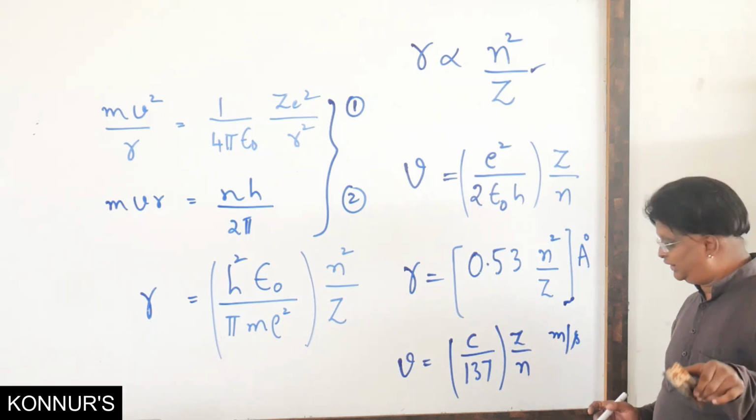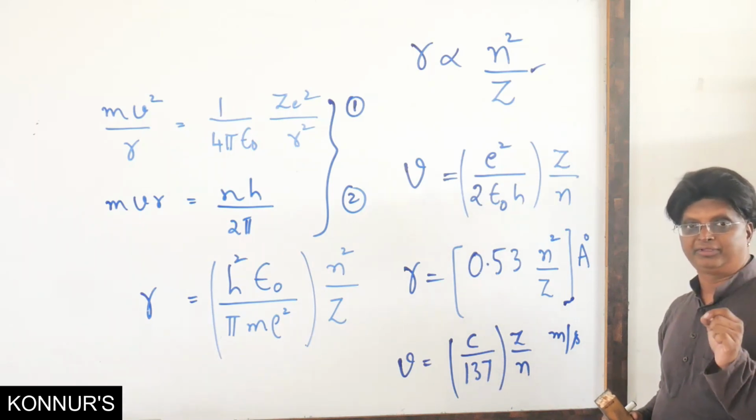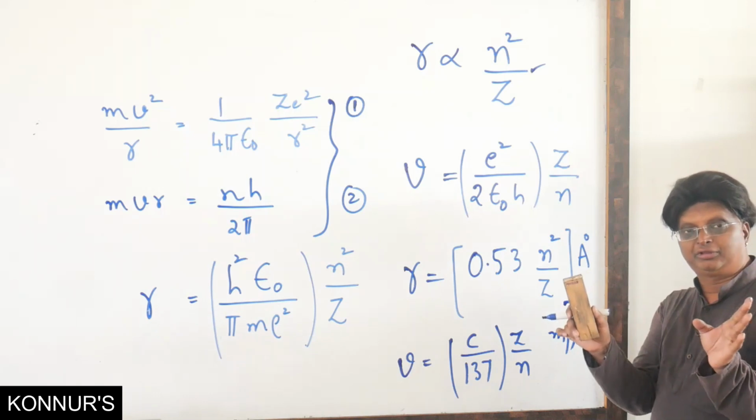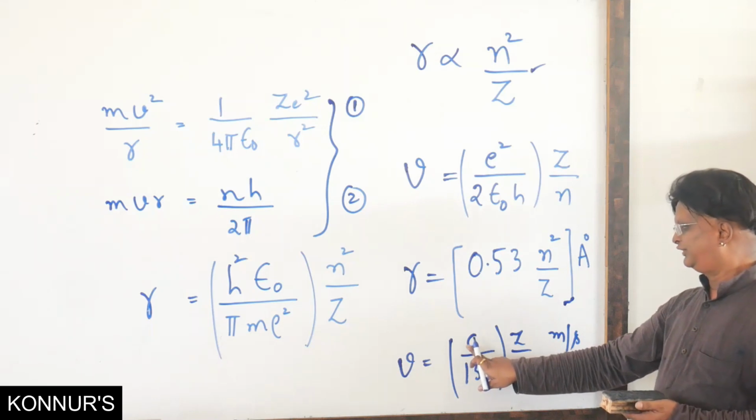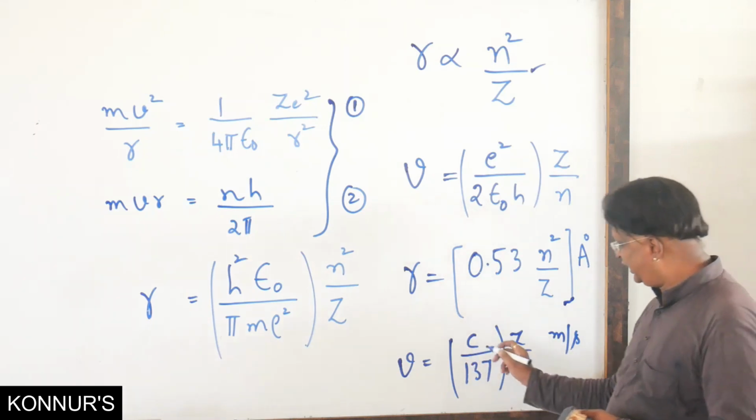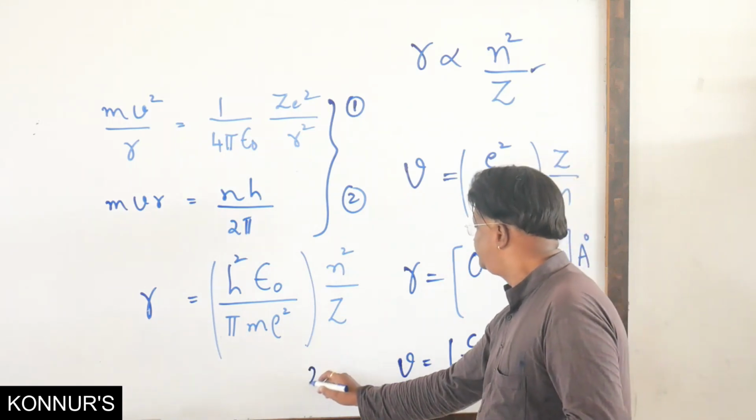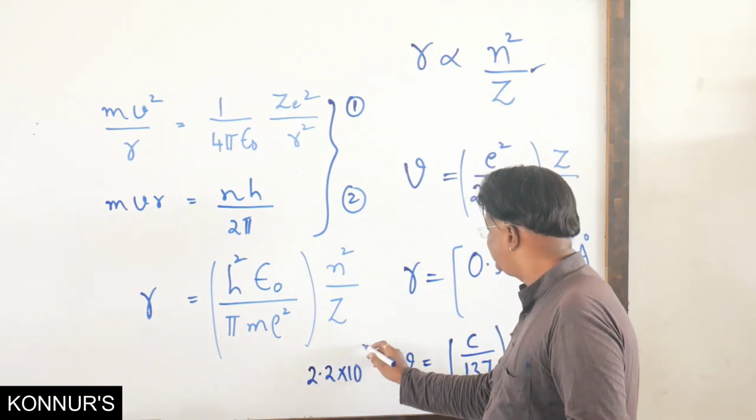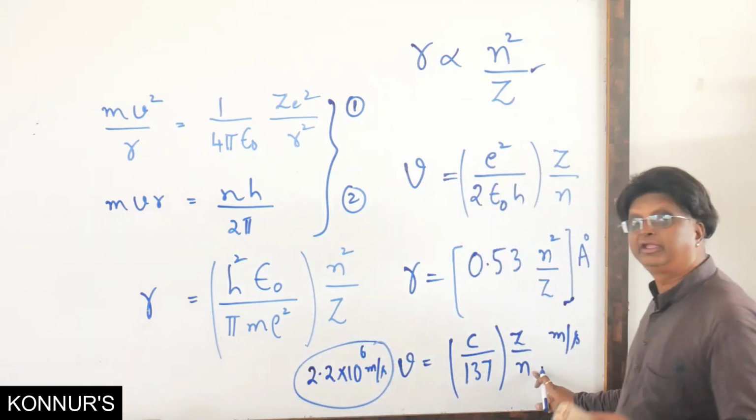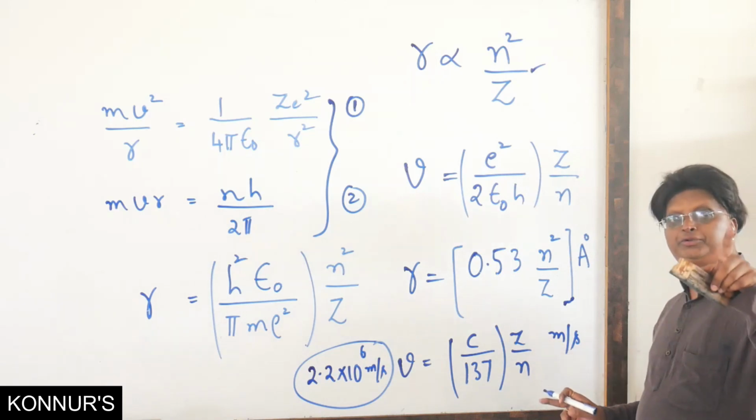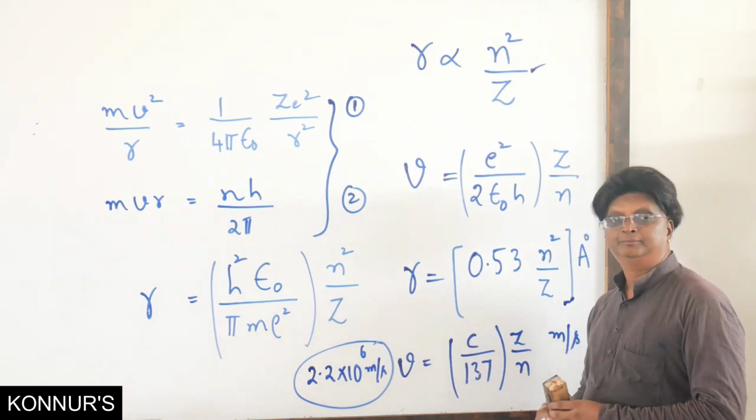In fact, if you compute the c by 137 value, it is quite an interesting concept. I can create one conceptual question based on this. This is 3 into 10 raised to 8 by 137. If you take this number, it will be something like 2.2 into 10 raised to 6 meters per second, for n equal to 1 and Z equal to 1. I have calculated this value, v is equal to c by 137.